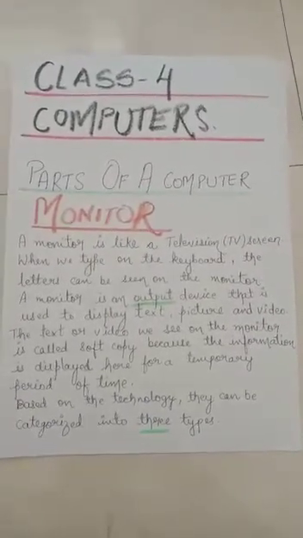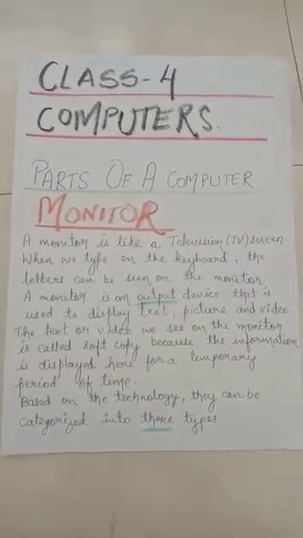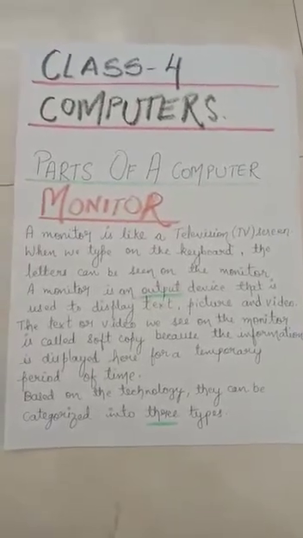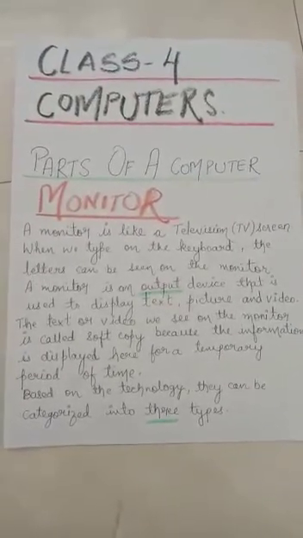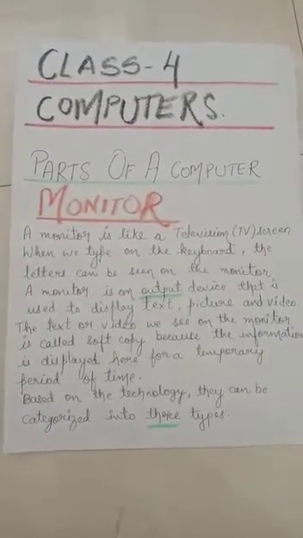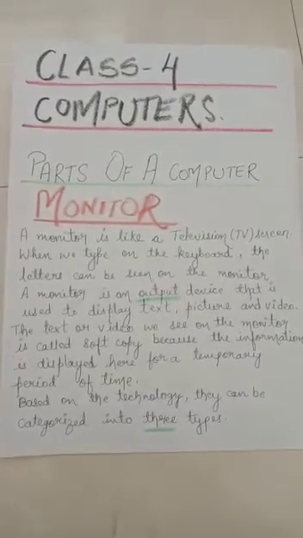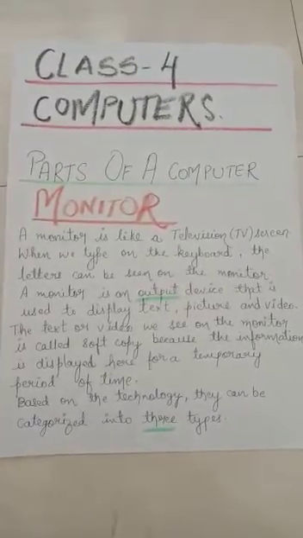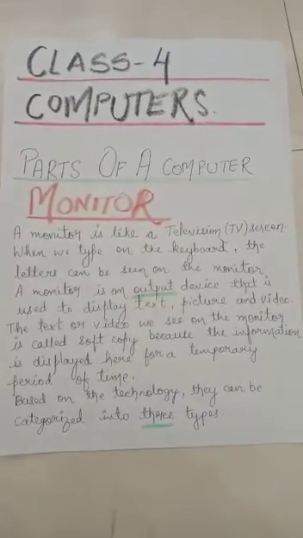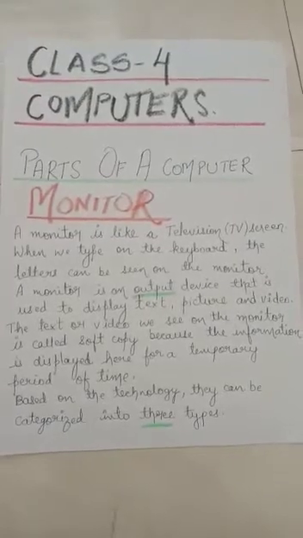Now, you all know that we are over with the two parts of the computer before your first assessment. Now, let's move on to the next part, that is the monitor. A monitor is like a television or a TV screen. When we type on the keyboard, the letters can be seen on the monitor. A monitor is an output device that is used to display the text, picture, video.